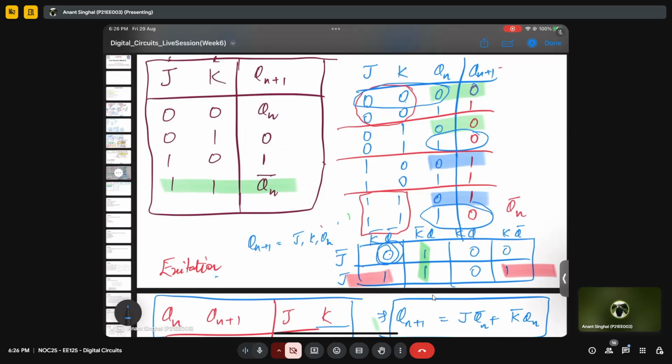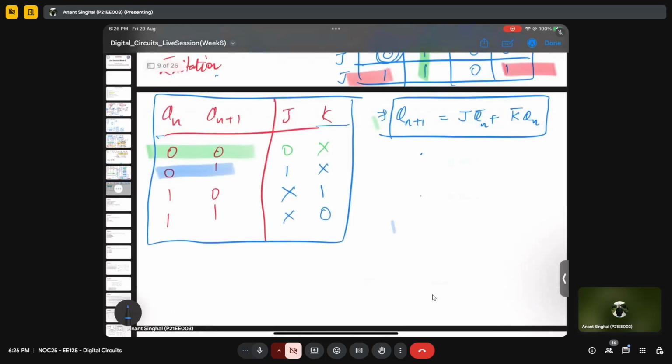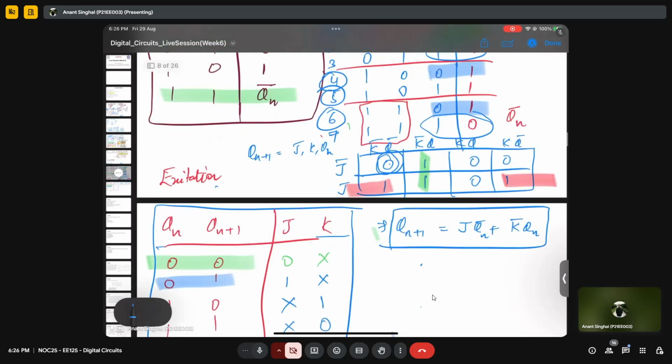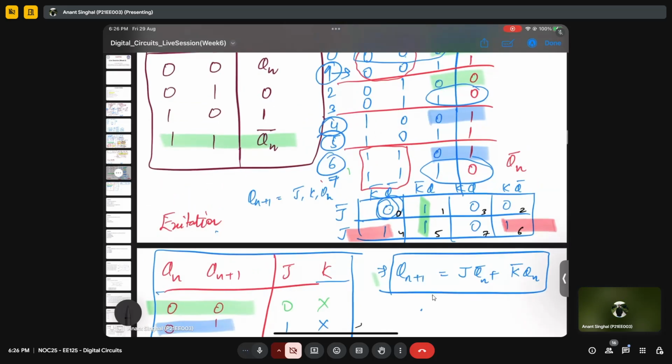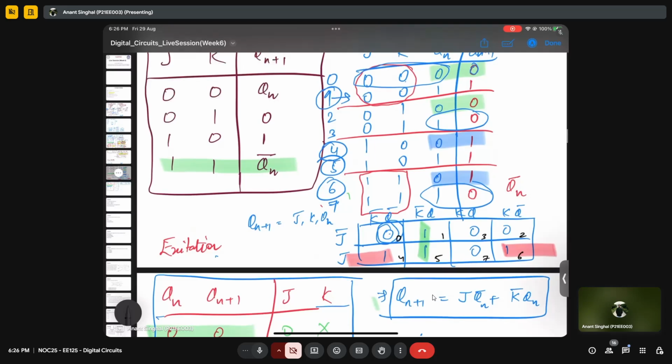In the K map, when it is 1, let me write in decimal 2, 3, 4, 5, 6, 7. So basically at inputs 1, 4, 5, and 6 I had ones and the rest are zeros. So if you remember, we write like this: 0, 1, 2, 3, 4, 5, 6, 7. So at 1, 4, 5, 6, I have written 1, which is this, and this.